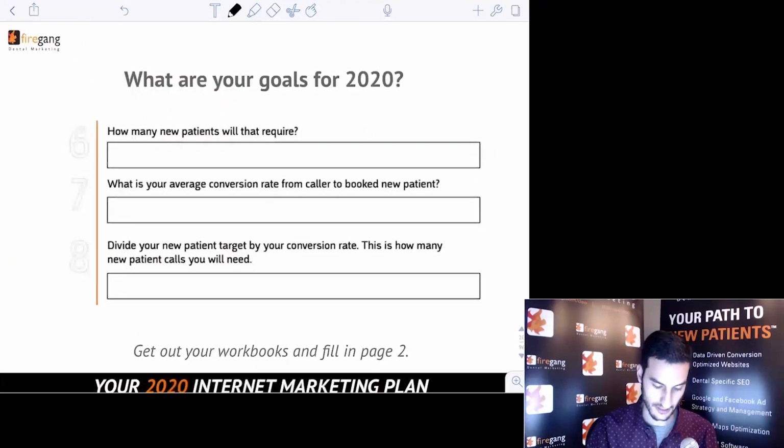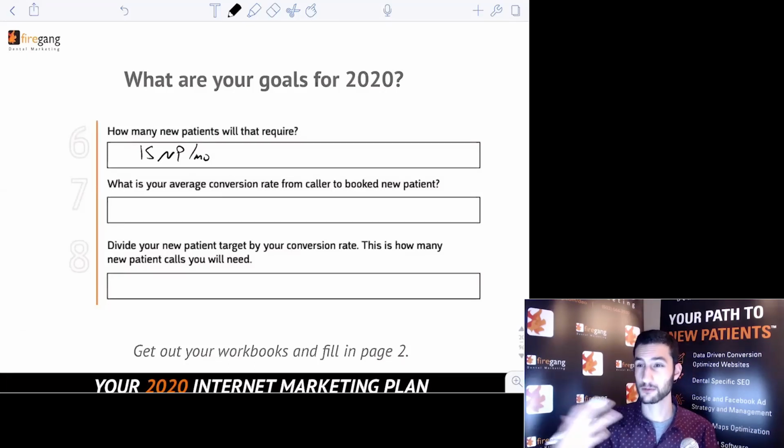So the next thing we want to look at, if we're trying to get 15 new patients a month, is how many calls is that going to require? How many calls, how many leads do I need? How many people do I need calling my practice to hit that number? So we want to ask the question here of what is your average conversion rate from caller to booked new patient appointments?